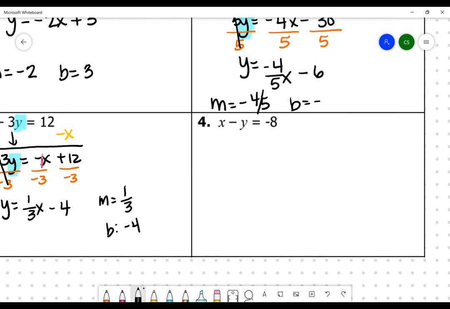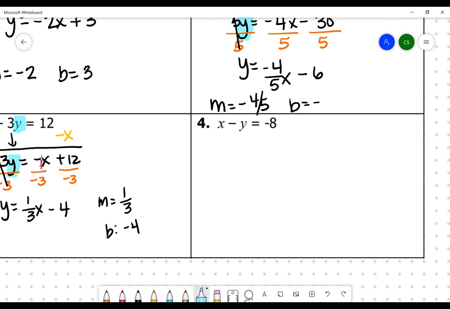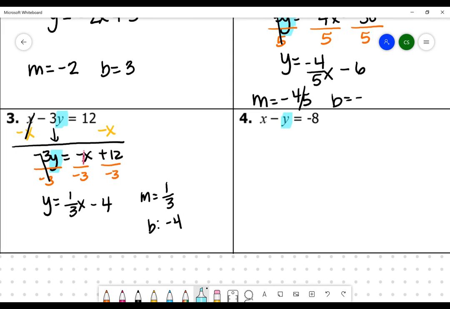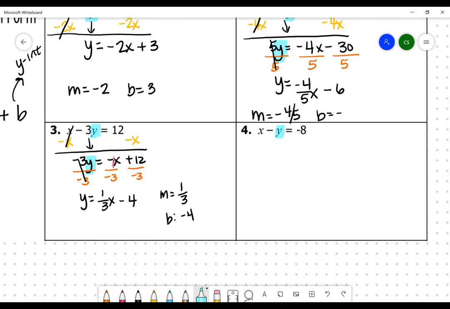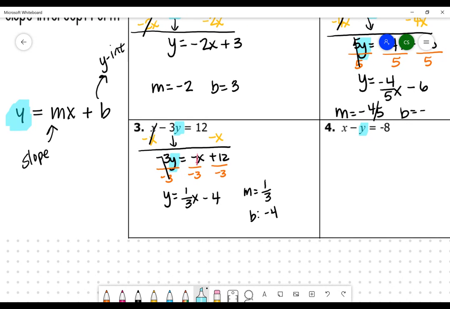Last example. X minus y is equal to negative 8. I need to isolate y so it can be in slope-intercept form, which is y is equal to mx plus b. So got this x over here with it. I need to move x to the other side. You might notice a pattern. Most of the time when we're writing it in slope-intercept form, we're always just moving the x to the other side. So the opposite of adding 1x is subtracting it.